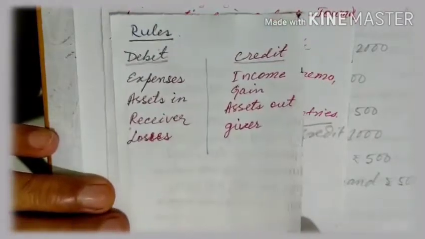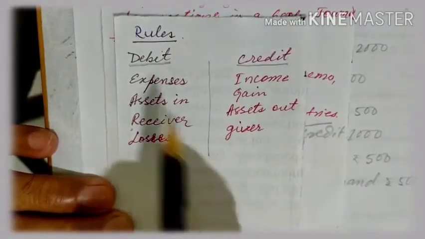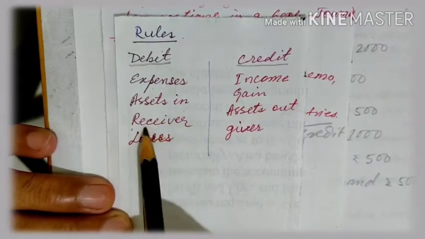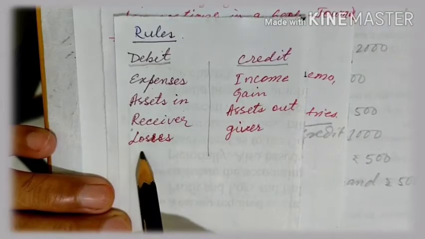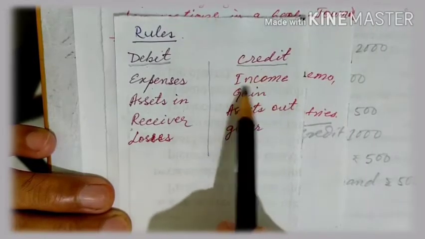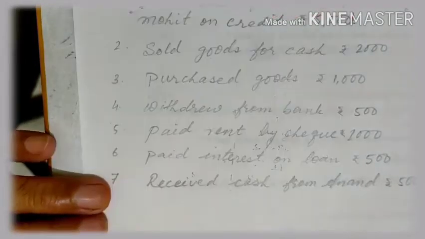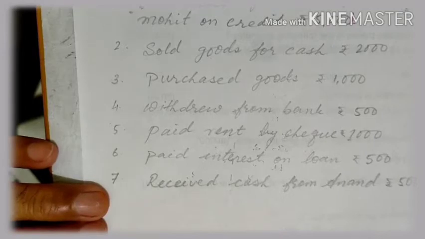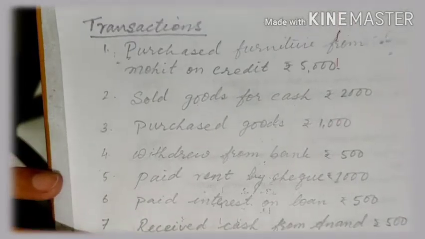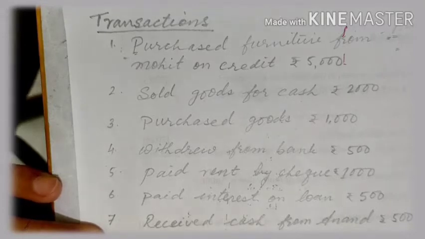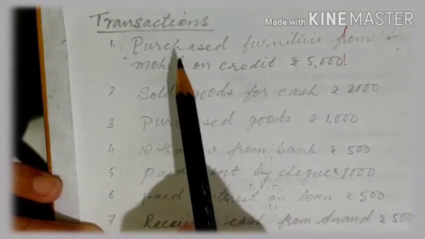Here I have summarized the rules of debit and credit. On the debit, we'll be writing expenses, assets in, receiver and losses. On the credit, we'll be writing income, gain, assets out and giver. Now let's go ahead with the journal entries. We write journal entries from the transactions and we get the transactions from the vouchers like cash memo, bills, invoices and so on. Some examples I have given to you here.